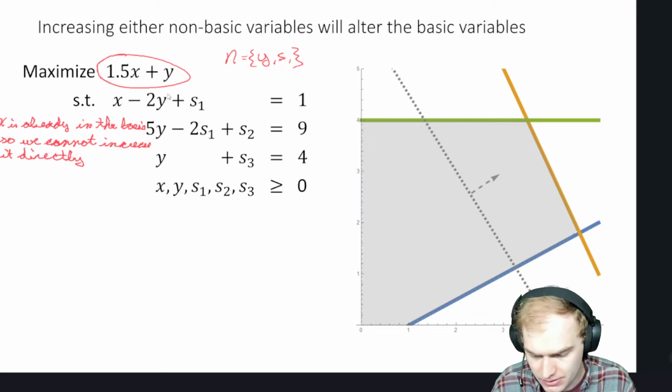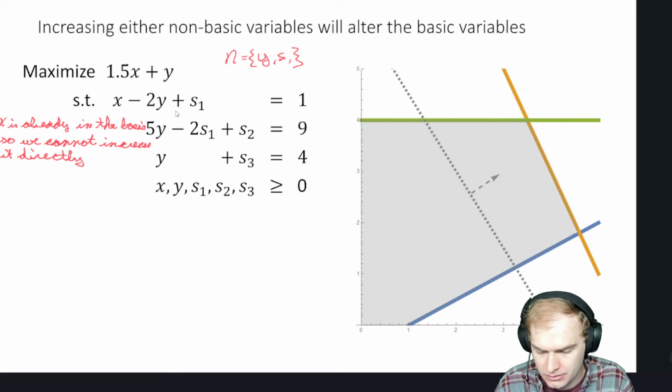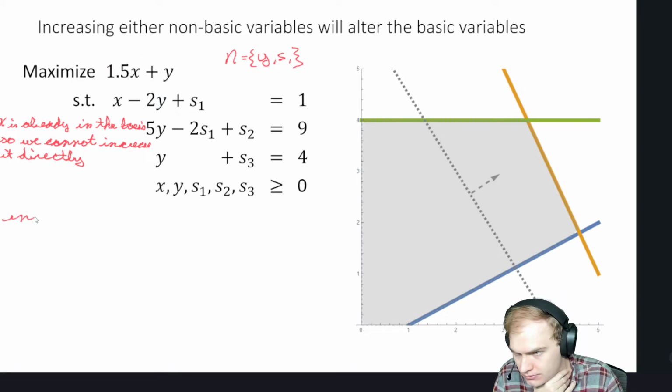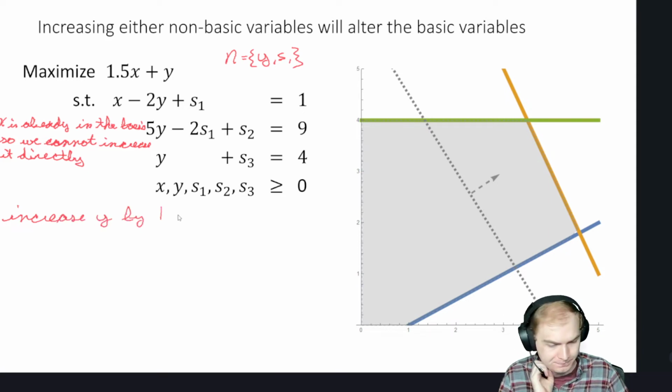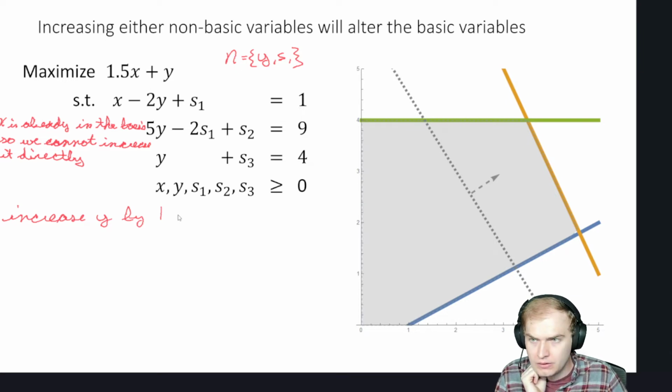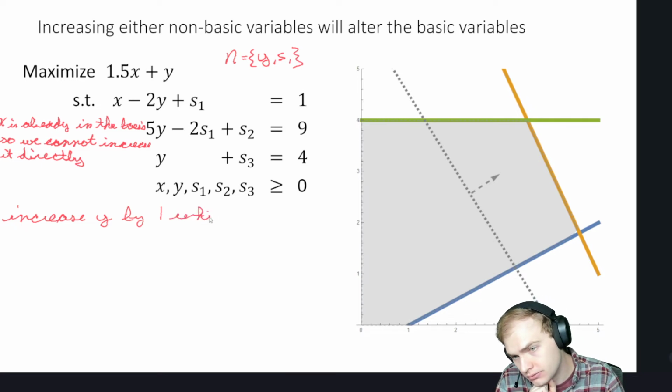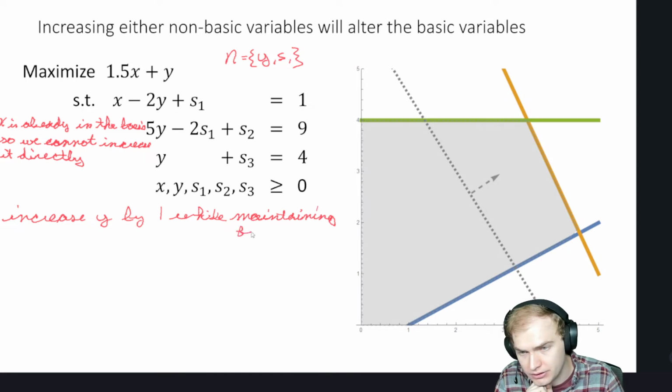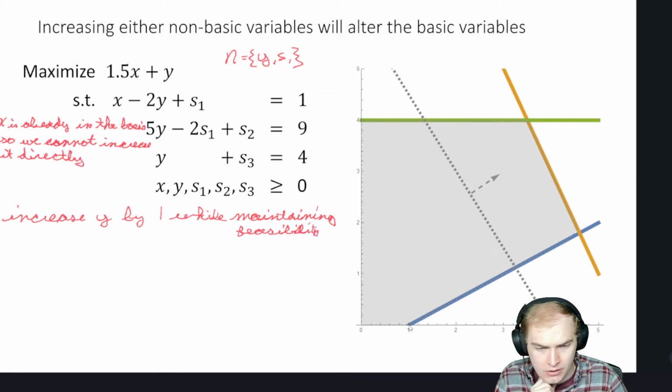So let's think about what happens if we increase y by 1, i.e. we put it, well, okay, while staying feasible, while maintaining feasibility. So we are here at 0, 1.